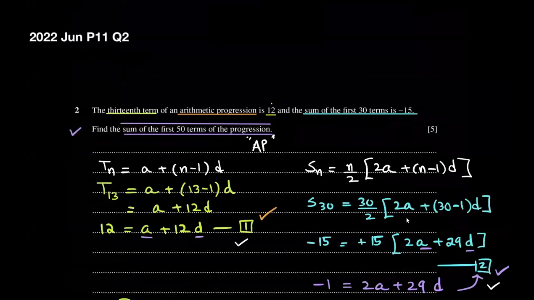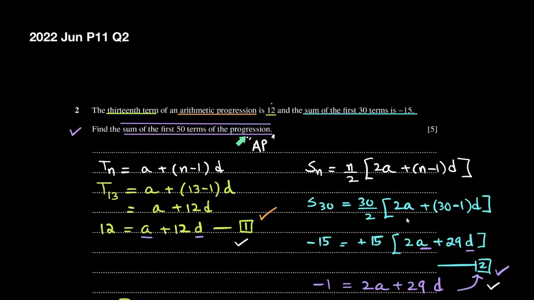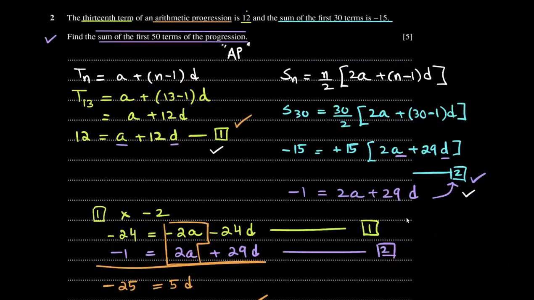Okay, I think maybe you people could not see the whole thing. So just let me go over this. The question is just here. The question is about an arithmetic progression whose 13th term is 12. The sum of the first 30 terms is negative 15. Find the sum of the first 50 terms of this progression. This is the term formula for the 13th term. This is the equation that we get. Then this is the sum formula. For the sum of the first 30 terms being negative 15, this is the equation that we get.